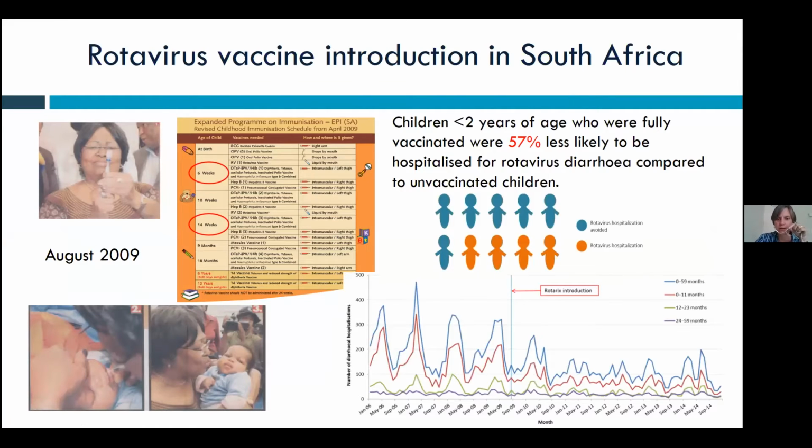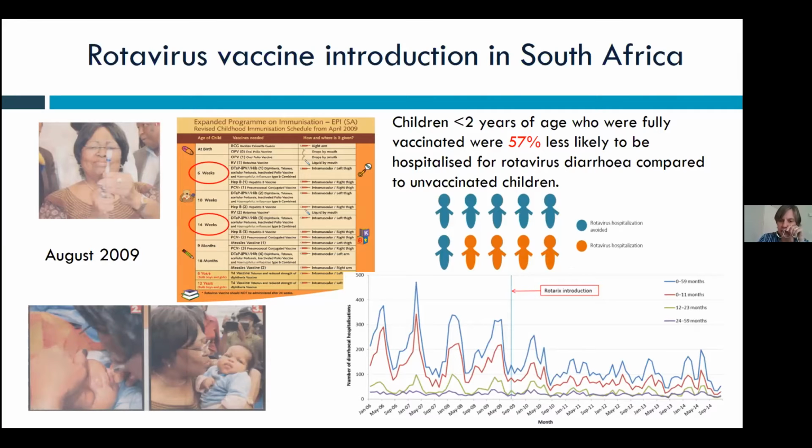Also, just a reminder of the studies that we did after vaccine introduction, where we did a big vaccine effectiveness study, where we showed that there was a 57% effectiveness in children under 2 years of age, and that effectiveness was similar in children under one compared to those older than one, and in HIV-exposed and HIV-unexposed children. It was effective in all of those.